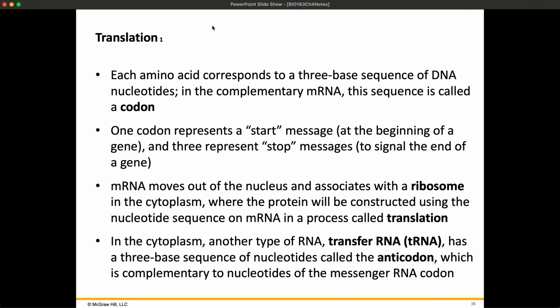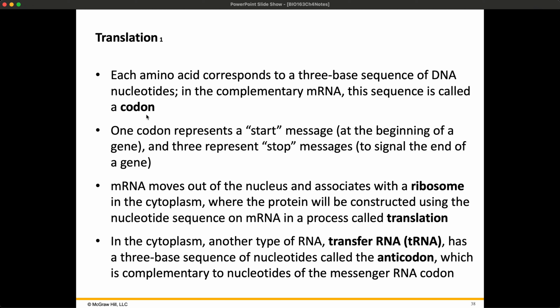So now translation. Now that we've gotten our messenger RNA, we've got this strand that we can actually turn into proteins. How does that happen? This happens through the process of translation, translating mRNA. So as I said, each amino acid, which is your protein monomer, is going to correspond to a 3-base sequence of DNA called a codon. So that codon is going to be the template.